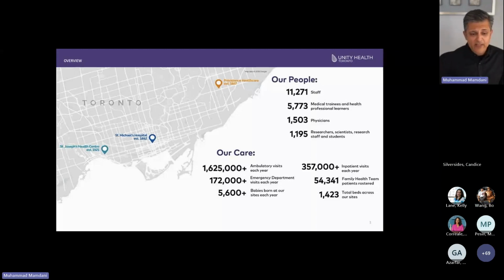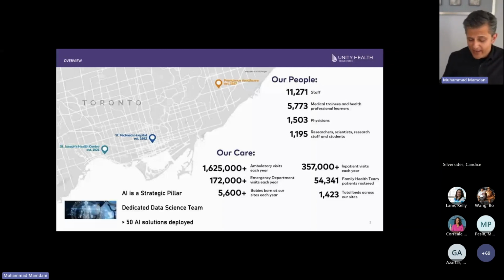What that means is that we have a dedicated data science team. I have a team of about 30 data scientists, and we have developed and deployed over 50 AI solutions into clinical practice. So a lot of experience, some failures, some wins, and a lot of learnings.